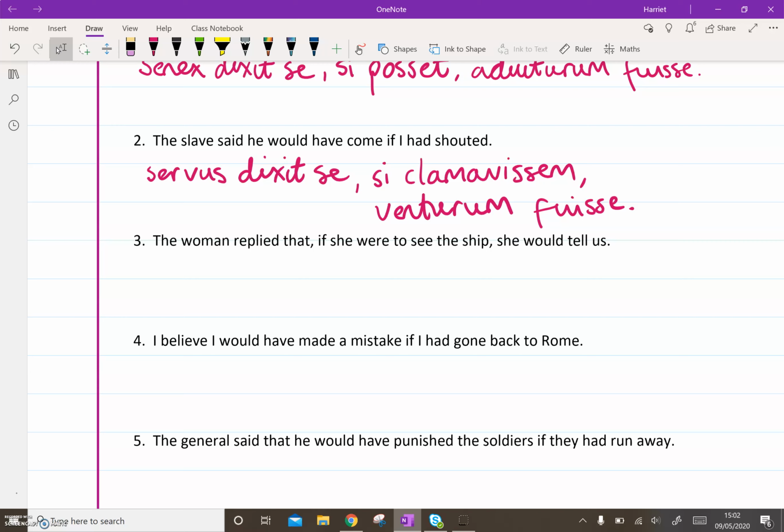The sentence doesn't tell us how likely it is. But remember that the open conditionals and the future remote conditionals will look exactly the same in Latin. So you can go back to your notes on the open conditionals and use that information there.